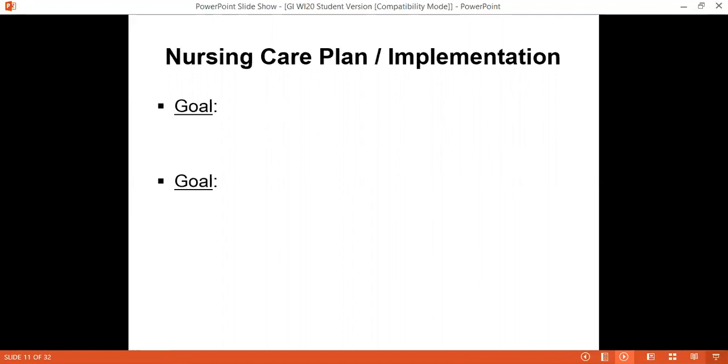Frequent diaper changes here. The other intervention we could do for skin integrity is to expose the reddened buttocks to air if possible. Again, you need to see what's going on with the kid. If the periods of the explosive diarrhea have stopped, we can keep the diaper off and do that. That would be an appropriate intervention. Obviously, if they're still having diarrhea, I'm probably not going to go that route.